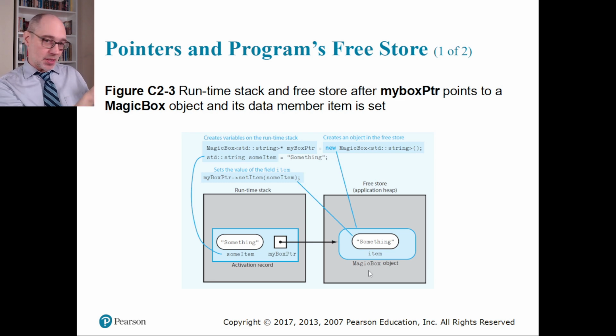So you get a couple things in the stack. That's the local variables. And then the thing that we called new for, that's sitting in the free store. When this function wraps up, that activation record just gets scrubbed out of the system, but the magic box will still be sitting in the free store.